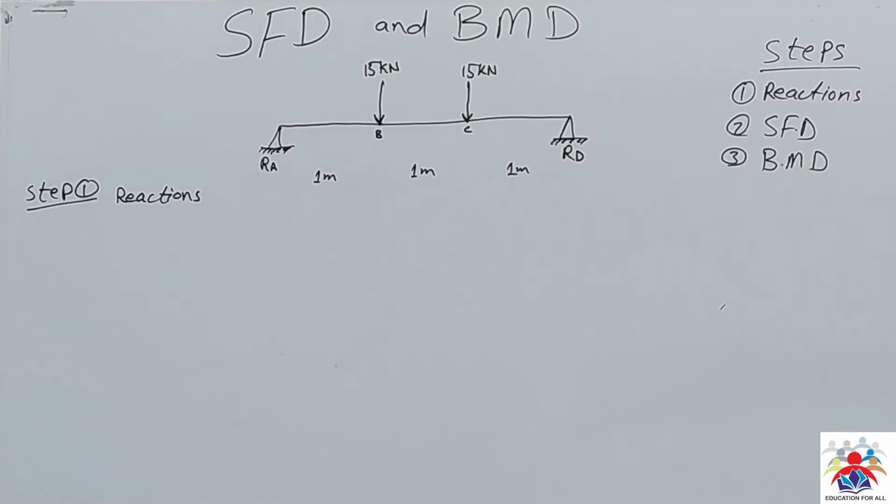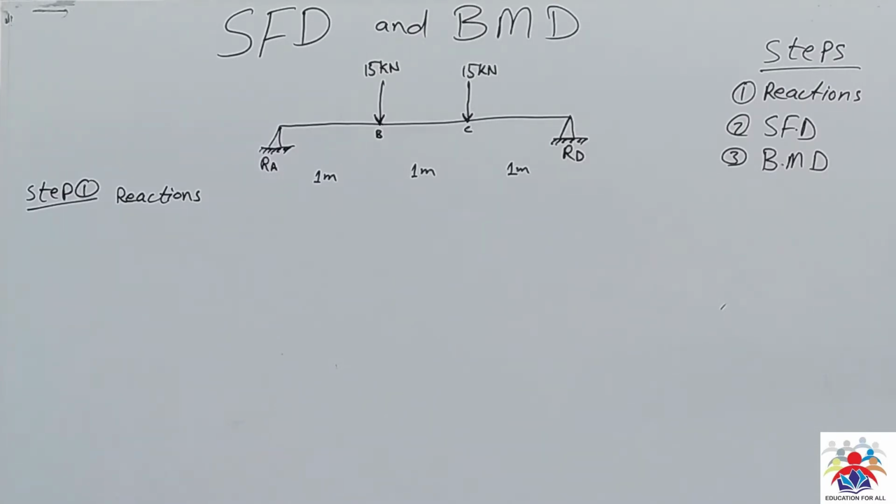In this video, I am going to explain how to draw the shear force and bending moment diagram of this type of beam. As you can see, we have a beam with 2 point loads acting downwards. These point loads are trying to bend our beam, but at the same time, our beam is symmetrical. So first of all, we will calculate reactions, then the shear force diagram, then the bending moment diagram.